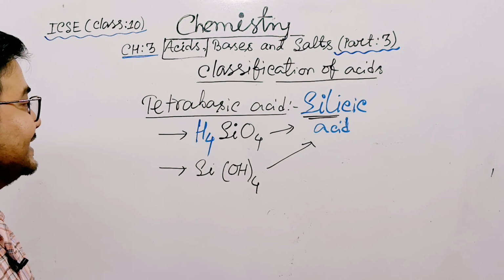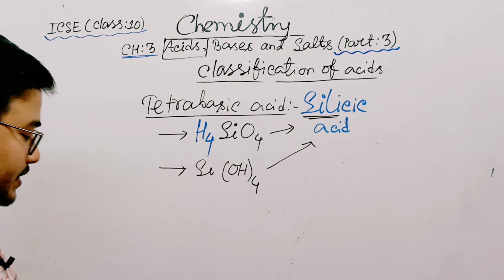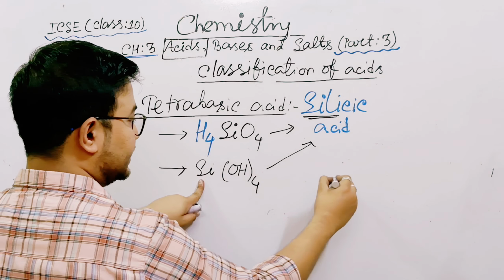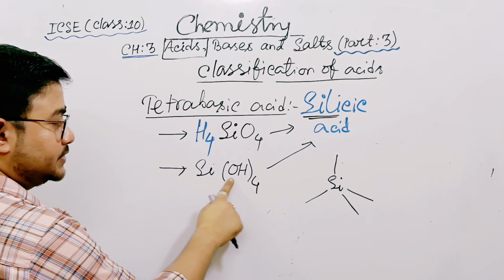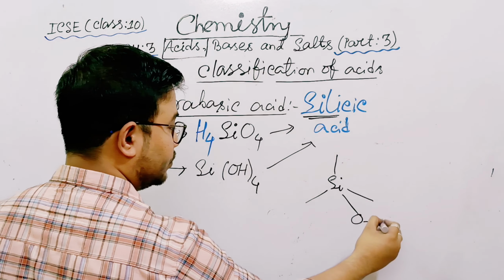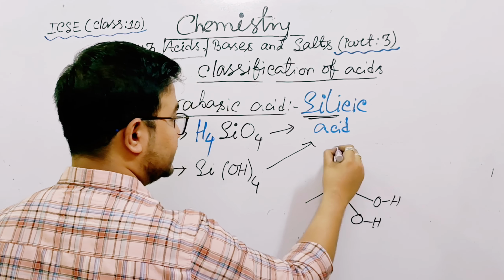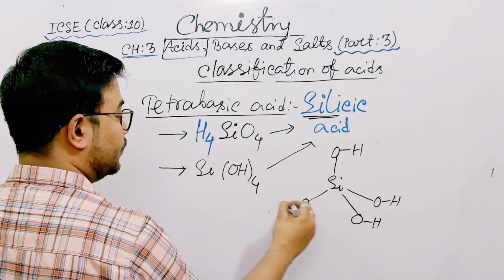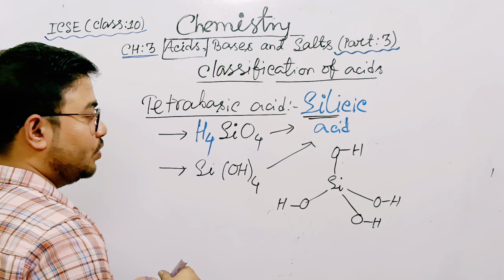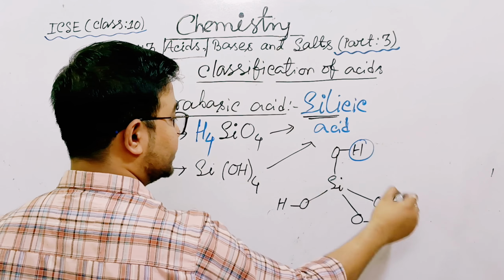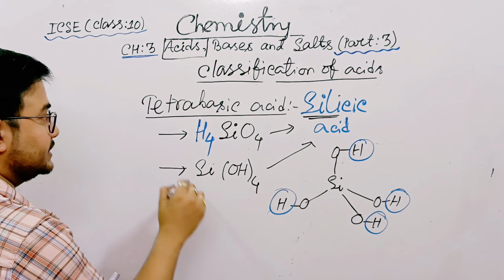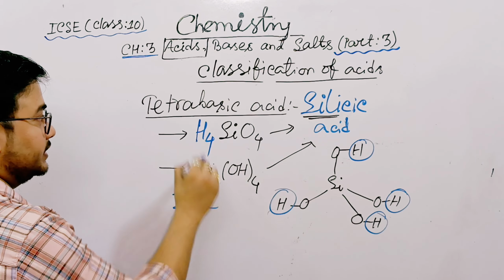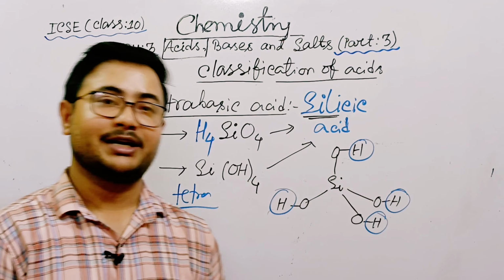So what is the structure of silicic acid? See, silicon has 4 bonds. How many OH? 4 OH. So put 1 OH, 2 OH, 3 OH, 4 OH. See, in all the OH the hydrogen is attached with electronegative oxygen. So 4 are acidic. So it is tetrabasic acid. Do you understand?